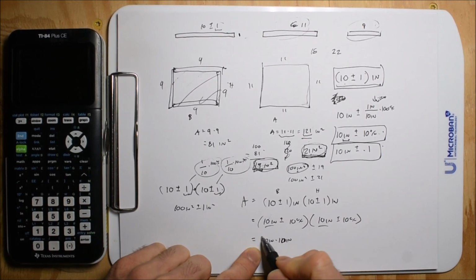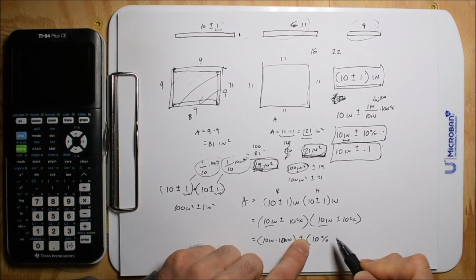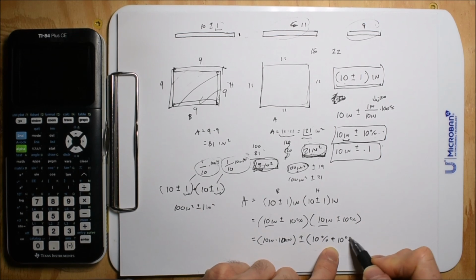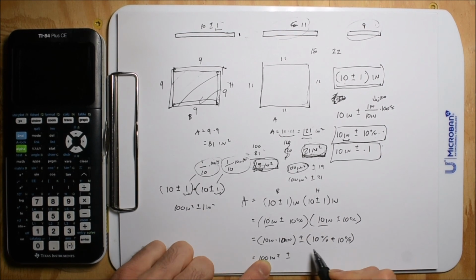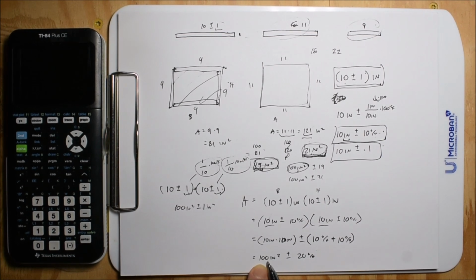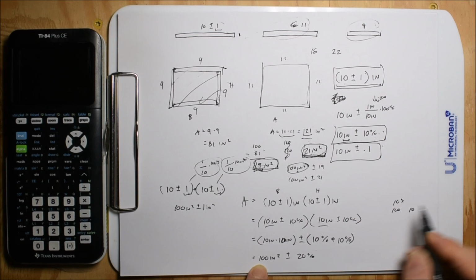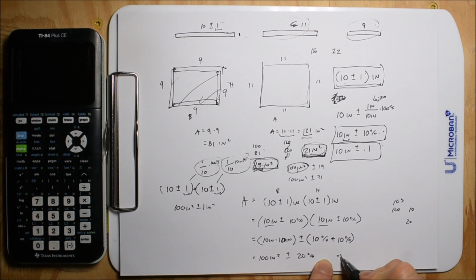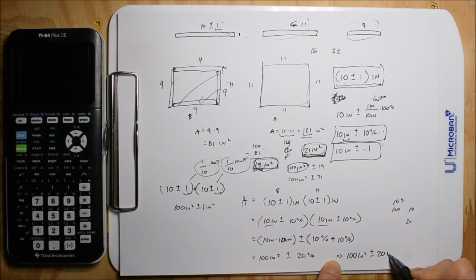That's these two terms. And then plus or minus, and now you just add the percent uncertainties. So you're going to go 10% plus 10%. So now you're going to get 100 inches squared plus or minus 20%. And what's 20% of 100? Well, what's 10% of 100? 10% of 100 is 10, and so 20% has got to be 20. So right now your absolute uncertainty, final answer, is 100 inches squared plus or minus 20 inches squared.